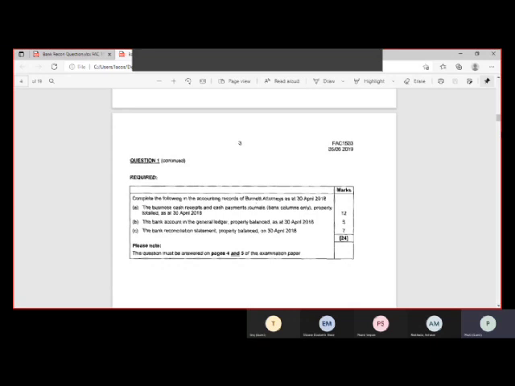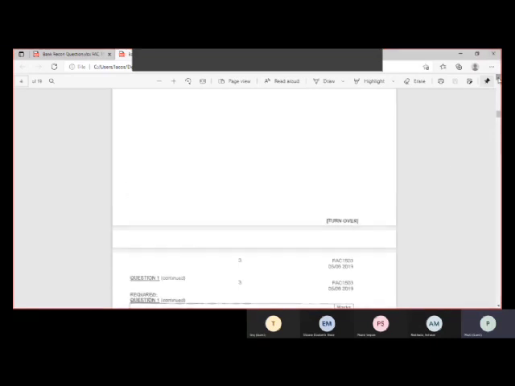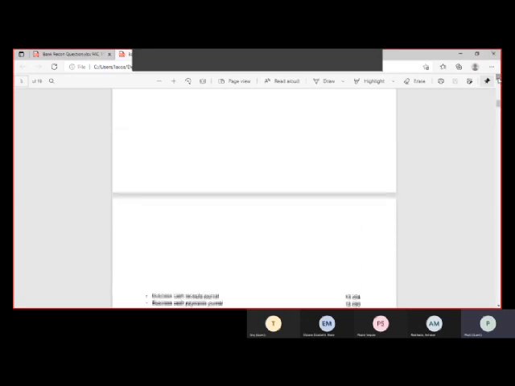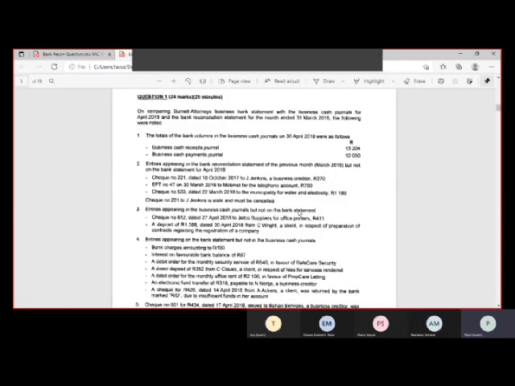So it looks like these guys were given some sort of a framework towards their solutions where they can write. Okay, let me go back to the top of the question. We know what is required, basically. Number one says the totals of the bank columns in the business cash journals on the 30th of April 2018 were as follows: business cash receipts journal, 13204, and business cash payments journal, 12050.